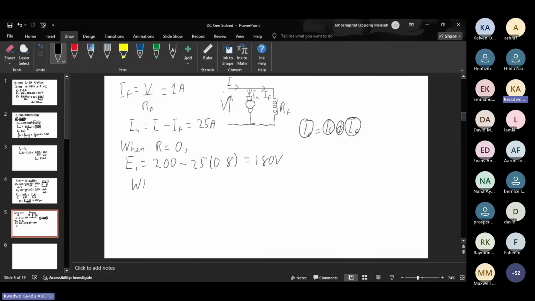So when R is now equal to 1.2, we are going to have our E to be 200 minus our constant IA times 1.2 plus 0.8, which is now going to give us 150 volts. Right.